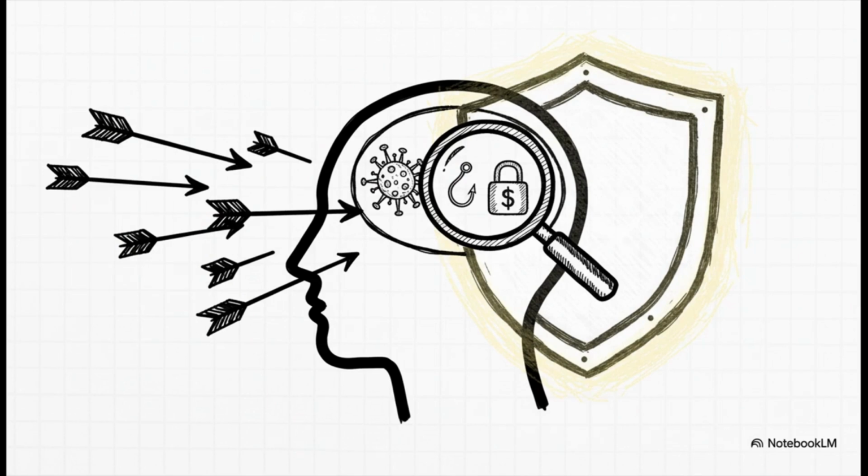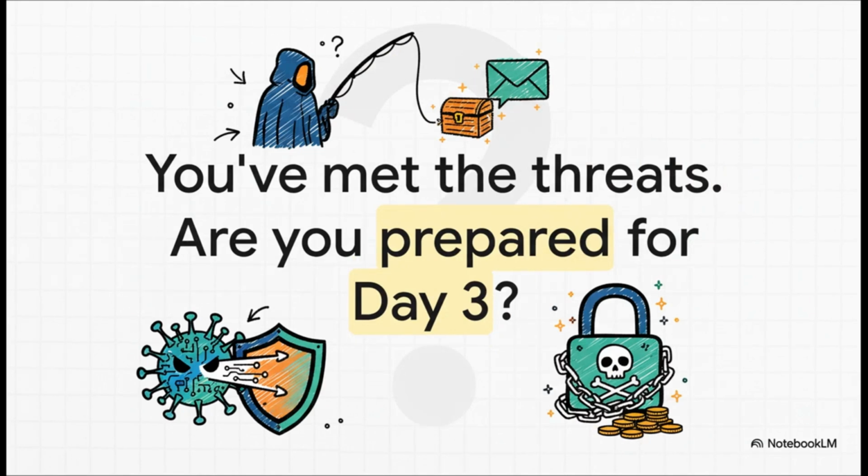And really, that's what today is all about. A shield is pretty useless if you don't know which direction the arrows are coming from, right? By getting to know the tactics of the infiltrator, the deceiver, and the hostage taker, you've just built the foundation for your entire defense strategy. So, there you have it. You've now been formally introduced to the primary threats. The big question is, are you prepared for day 3? That's when we're going to start learning the core concepts we need to actually fight back. I'll see you then.